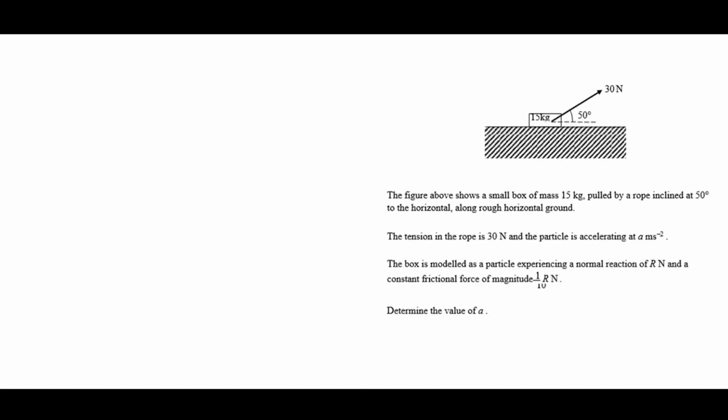In this question, we've been told that a small box of mass 15 kilograms is being pulled by a rope inclined at an angle of 50 degrees to the horizontal, and this is along rough horizontal ground. Okay, I'm just going to produce my own diagram as usual. I want to make sure that I can freely annotate and add all the forces that I might need to consider.